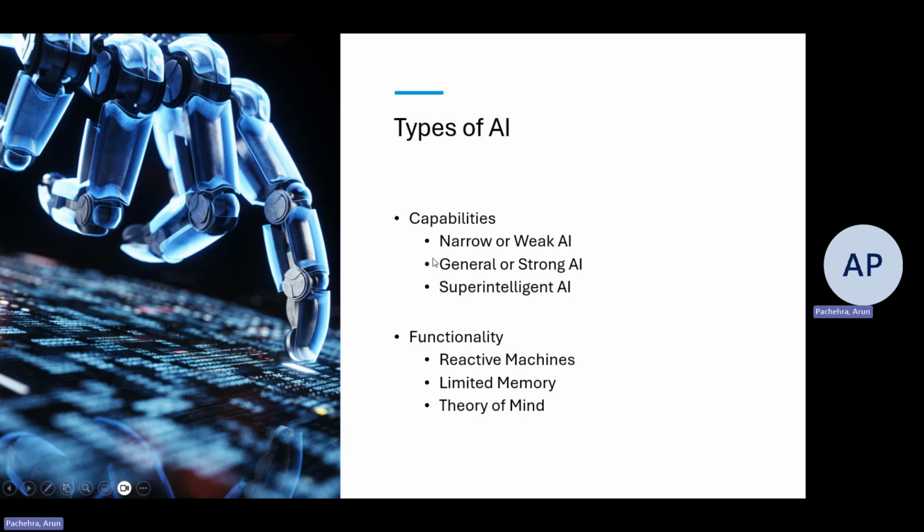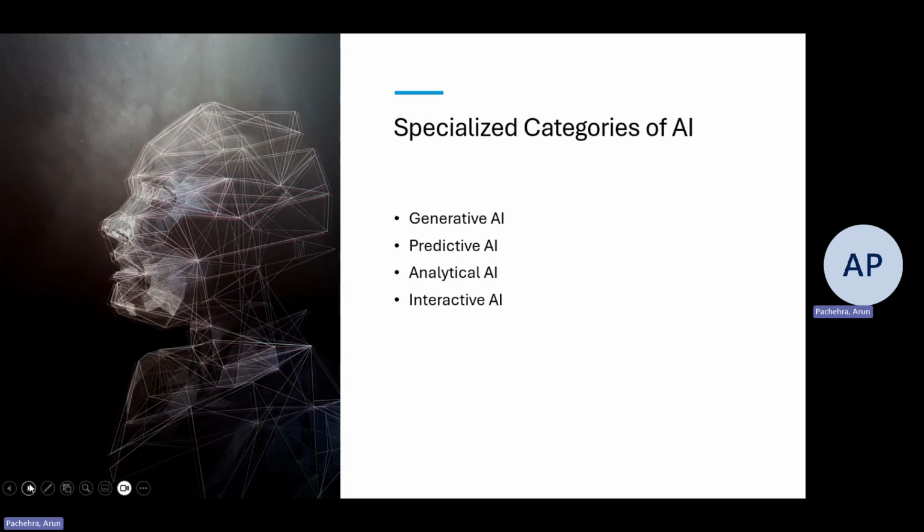All right, so these are the various types of AI under capabilities and functionalities, which will help us understand AI further. And we can also have one more, which is very interesting and too much in the news nowadays, which are specialized categories of AI. Generative AI.